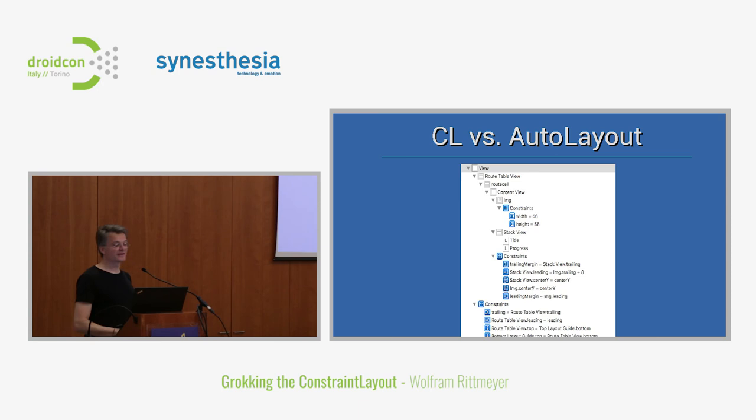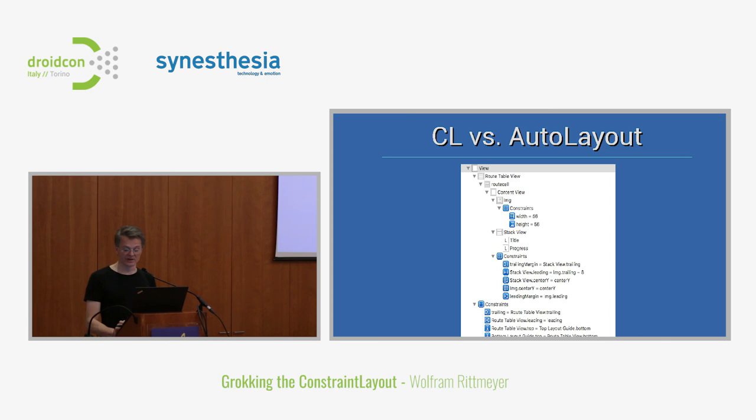And you see the constraints are scattered all over. The width and the height is directly on the image, but where this image is constrained to others is within here. And then the stack view is again constrained down here. So you have to look around, and you can create conflicting constraints in Auto Layout, which you cannot do in Android. So this is also very annoying with Auto Layout.